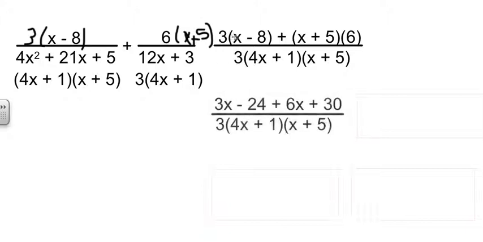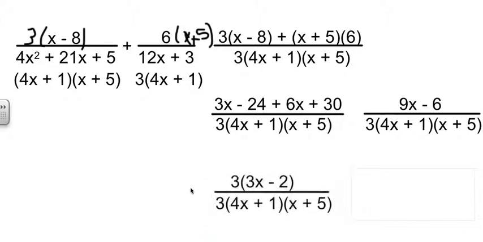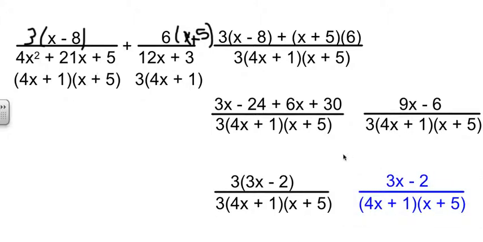Now I can distribute. Now I can collect the terms. Now when I look at this, there's something in common between these terms, so I can take a 3 out of each one. And now those two 3's can cancel out, and we get to our final answer.